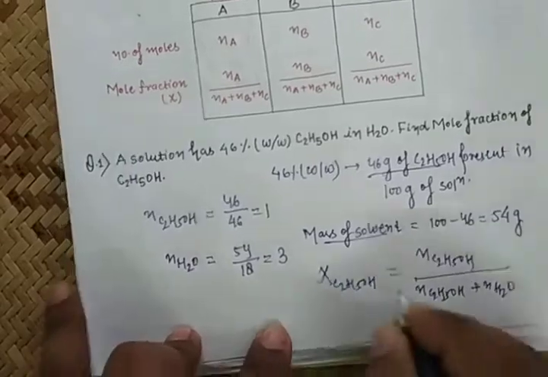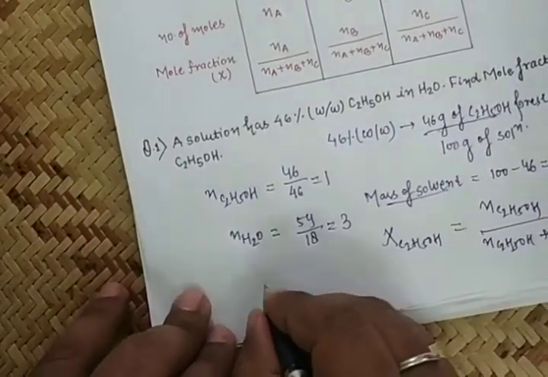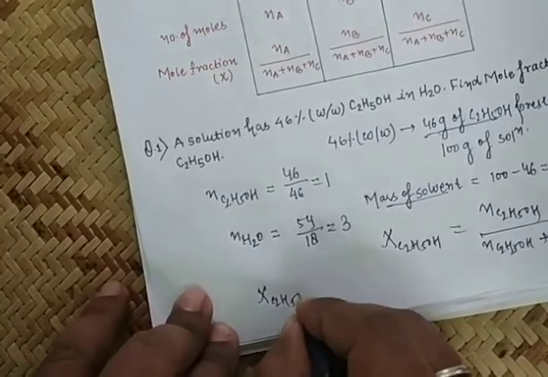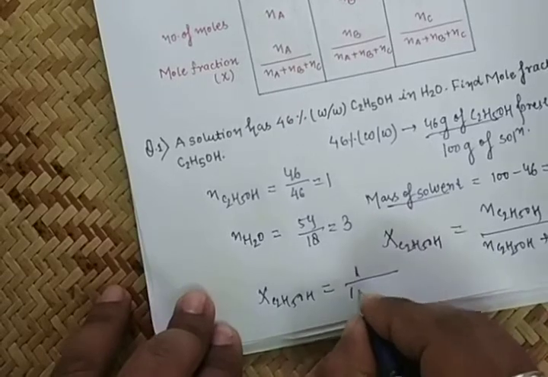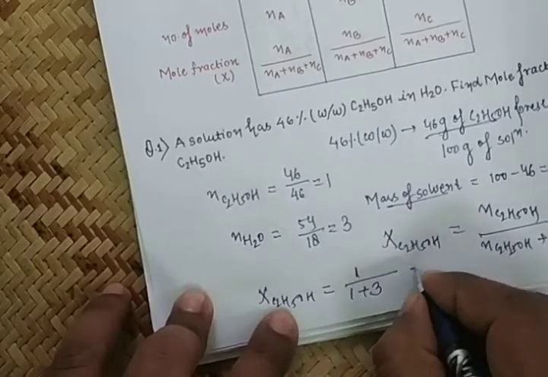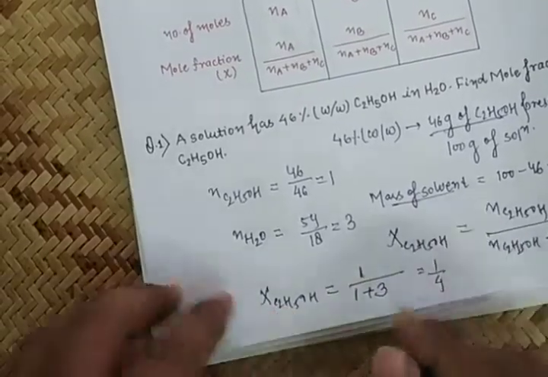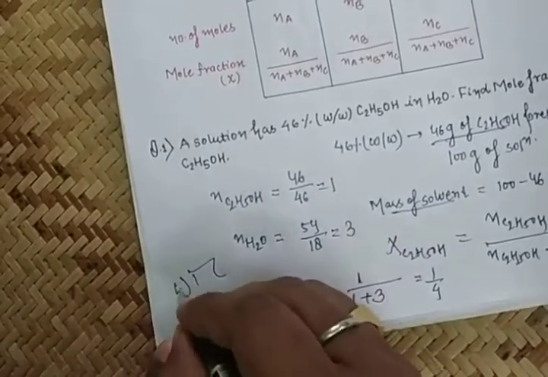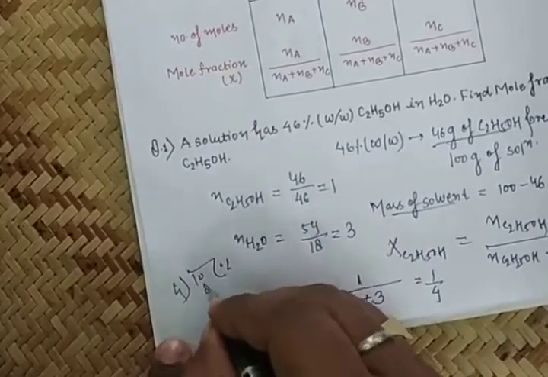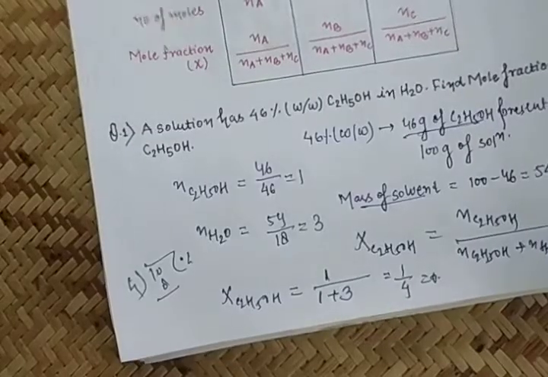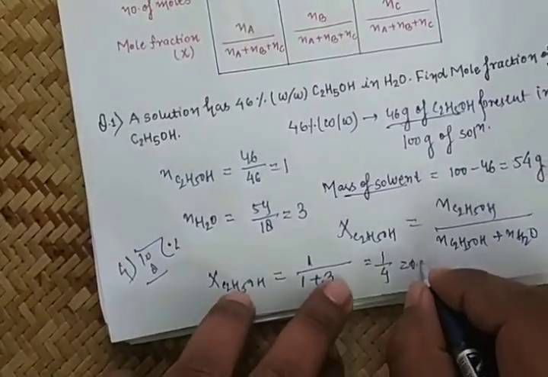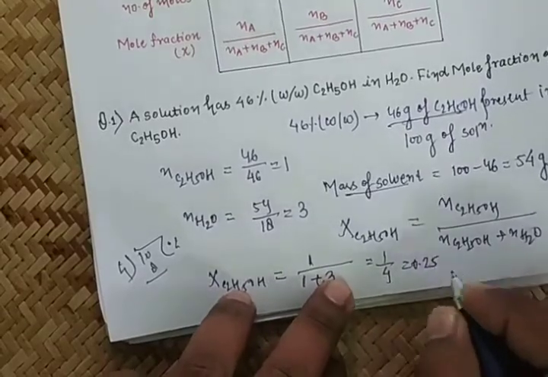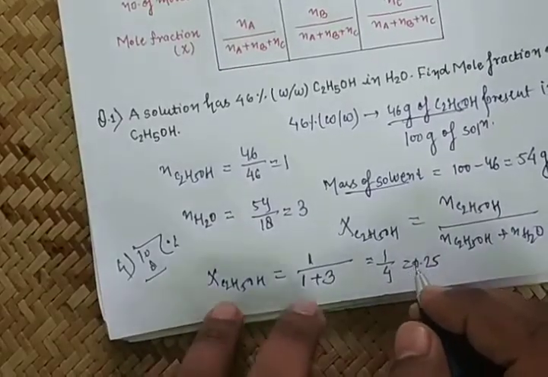So here zeta C2H5OH, the number of moles of ethanol is 1, and 1 plus the number of moles of water, 3. So 1 by 4. What does 1 by 4 mean? You just divide, and 1 by 4 is 0.25.